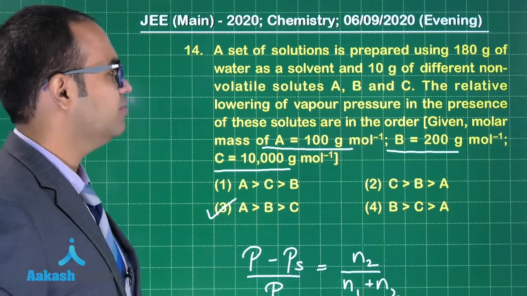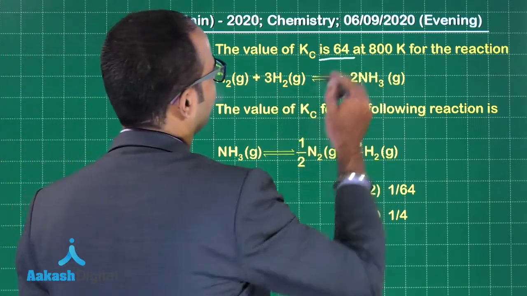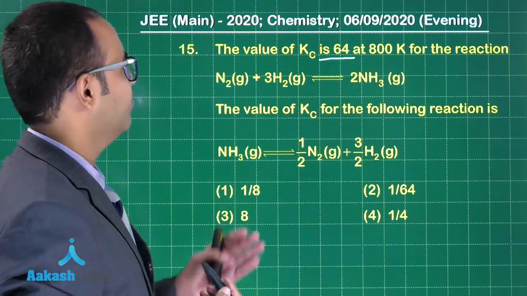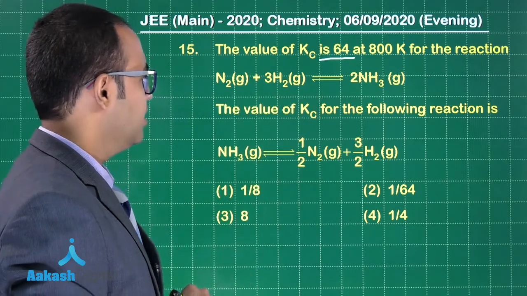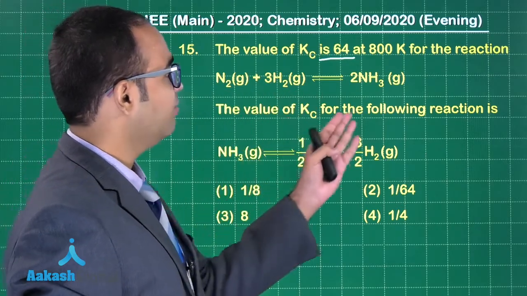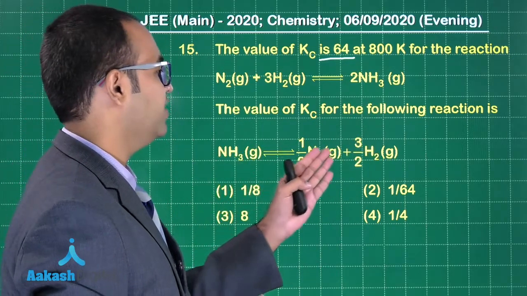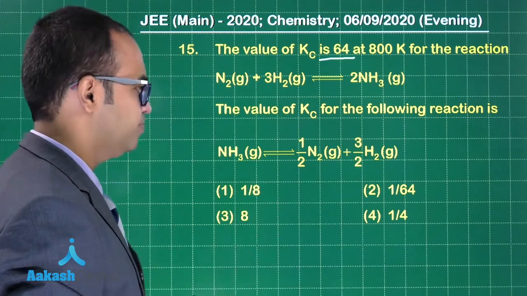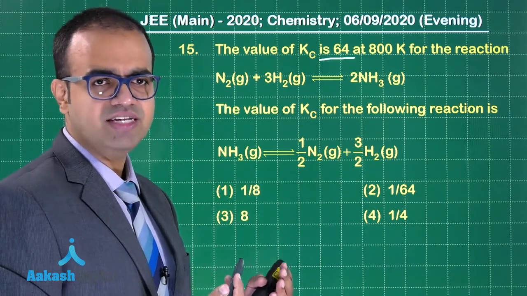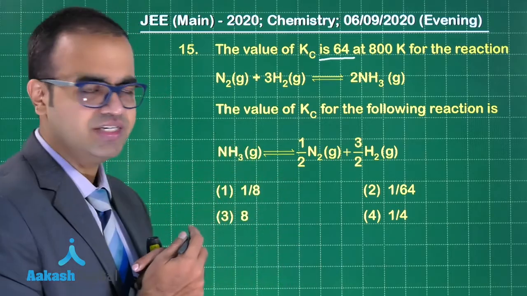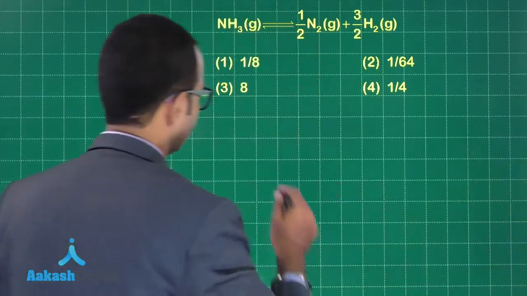Let us move on to question number 15. The value of Kc is 64, okay, at 800 Kelvin for the reaction N2 plus 3H2 giving you 2NH3. The value of Kc for the following reaction, NH3 giving you half N2 and 3 by 2 H2, is asked. A very simple sum, just that you have to take the value of Kc and arrange it in the equation, okay. So let's see.